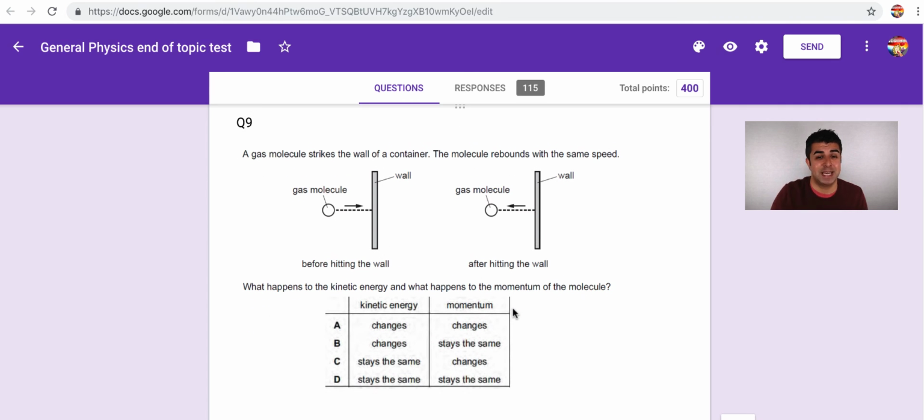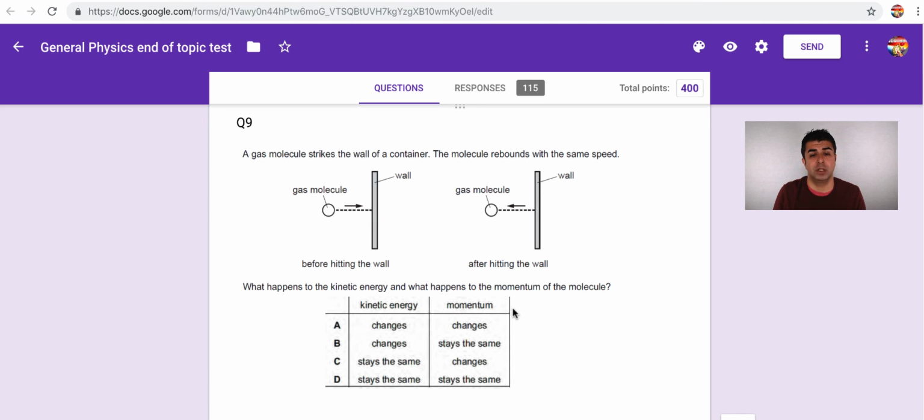Number 9 is a momentum question. A gas molecule strikes the wall of a container. The molecule rebounds with the same speed. What happens to the kinetic energy and what happens to the momentum of the molecule? Well, if it has the same speed, then KE is a half mv squared. Quite clearly it has the same mass, so the kinetic energy will not change. It'll be exactly the same.